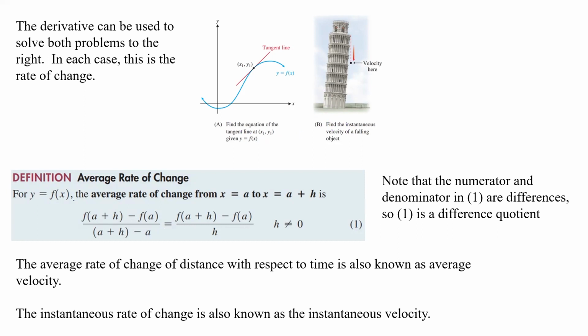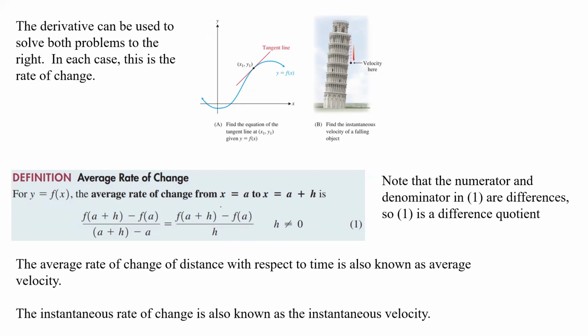So for y equals f of x, the average rate of change from x equals a to x equals a plus h, some small distance, is f of a plus h minus f of a over a plus h minus a, which all comes down to f of a plus h minus f of a over h. And the key thing is h cannot equal 0 because then we divide by 0, so that doesn't work. Note the numerator and the denominator in 1 are differences, so 1 is actually called a difference quotient.